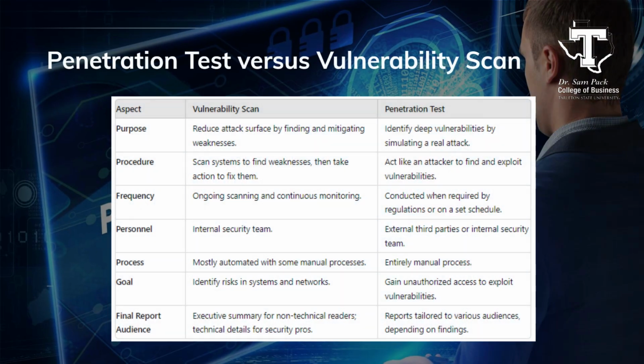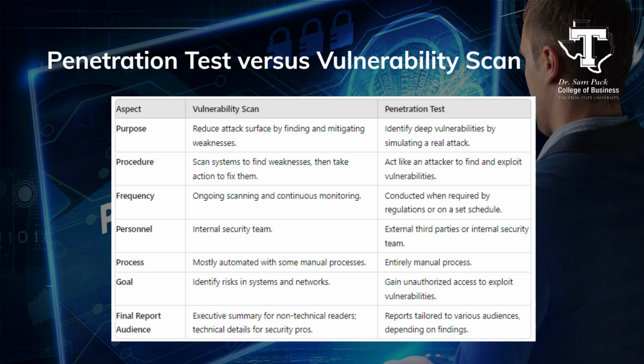Now that we've covered the basics, let's dive into comparing penetration testing with vulnerability scanning, two key concepts in cybersecurity. While they might seem similar at first glance, they serve different purposes and are carried out in distinct ways. Vulnerability scans are all about reducing the attack surface. These scans work by automatically sweeping through systems to find weaknesses that could potentially be exploited. The goal here is to continuously monitor and mitigate these vulnerabilities, keeping the network as secure as possible.